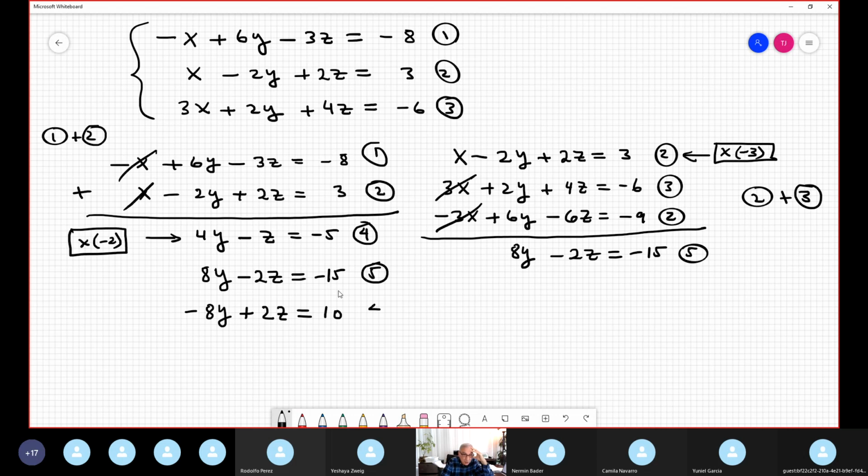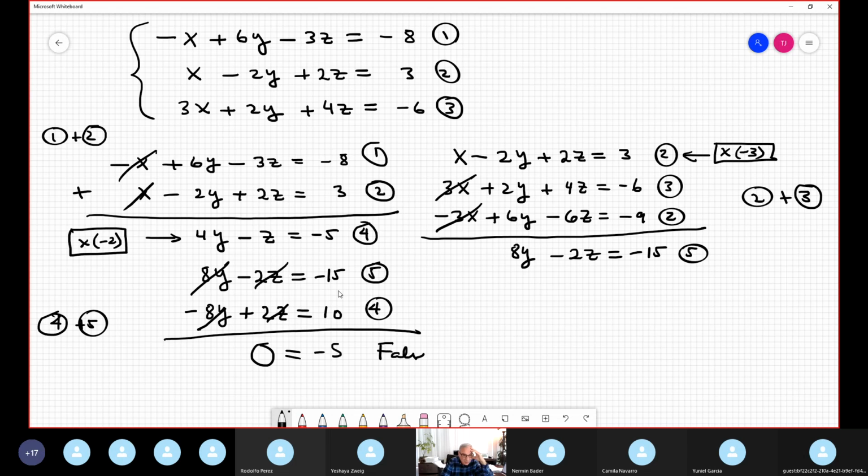And this is my new equation 4, and now 4 and 5 together, so 4 plus 5. Of course, this cancels. Wow, everything is canceled. No, not everything, this is negative 5. And we get a contradiction, completely false. That indicates to us that we have no solution. No solution.